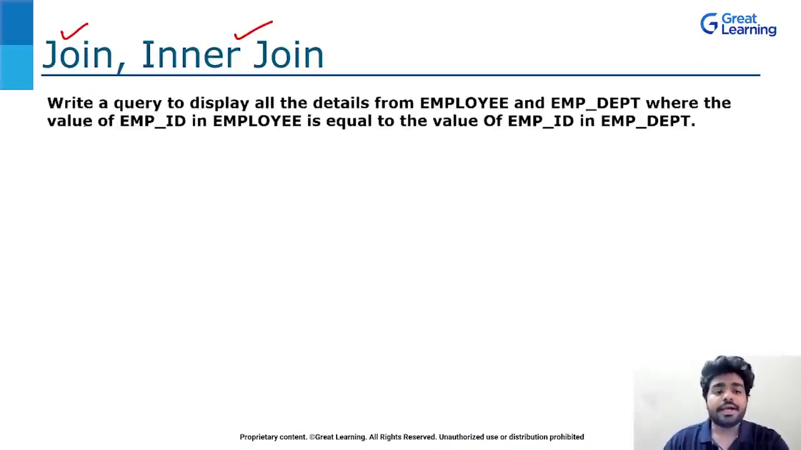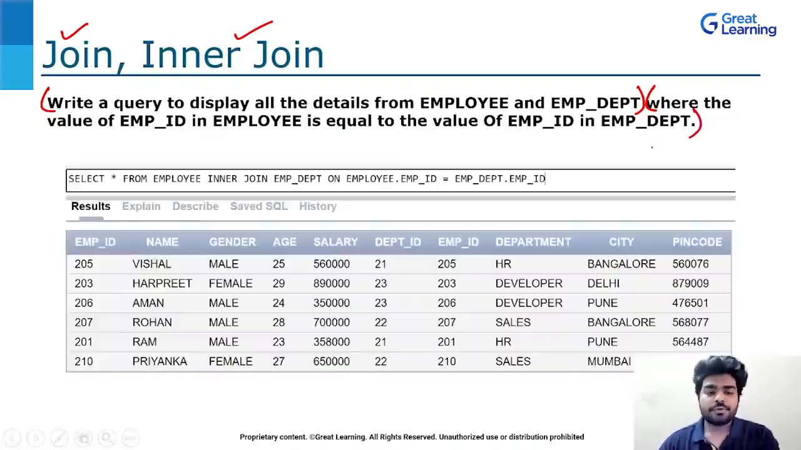Now have a look. Write a query to display all the details from employee and employee department. So can I say that this is the first part of the question? So let's solve that. Write a query to display means we want all the details, every column, from employee and employee department, where the value of employee ID in employee is equal to the value of employee ID in employee department. So will I write the query like this?